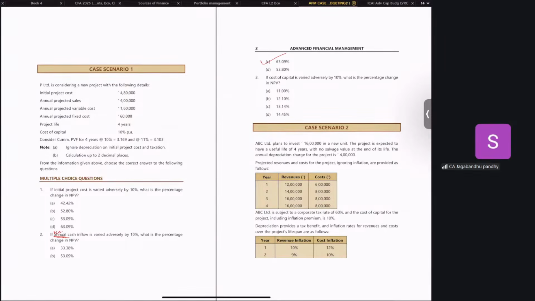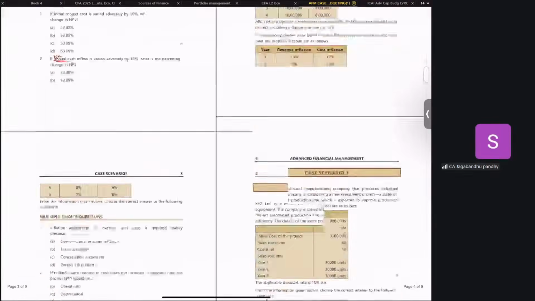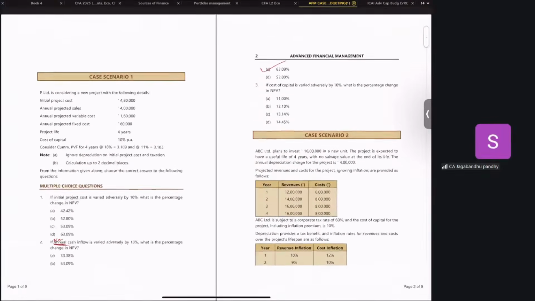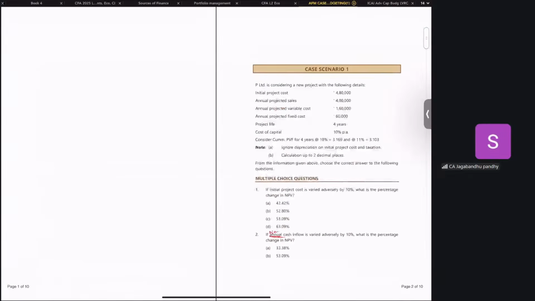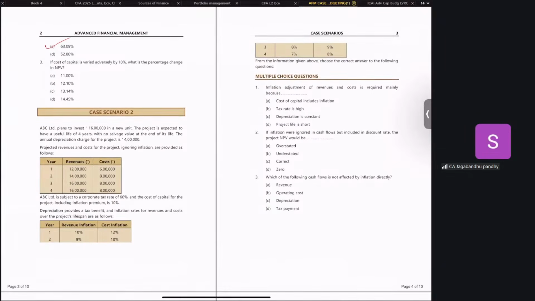Okay. Yes, sir. But the second question, I got stuck, sir. With the annual cash flow, we are getting negative NPV. Correct. That was a bit of confusion. Yes. Okay. Anyway, let us go for case scenario 2. Same lines, would you like to try it first, guys?